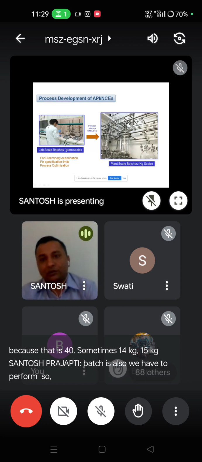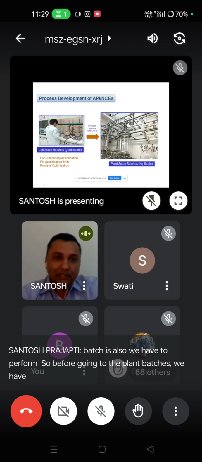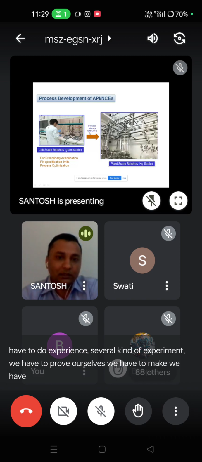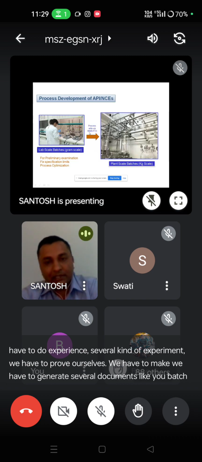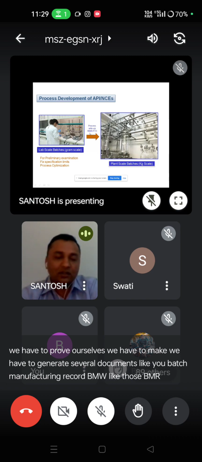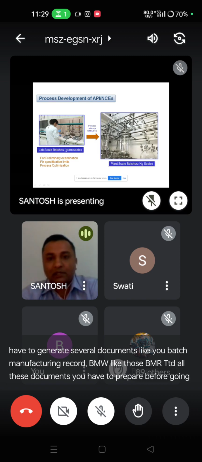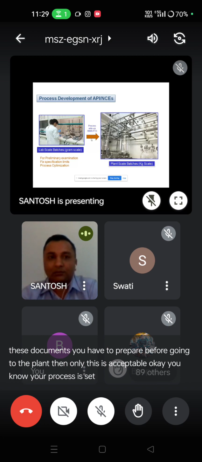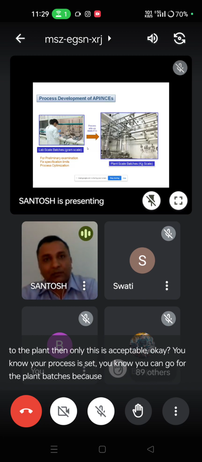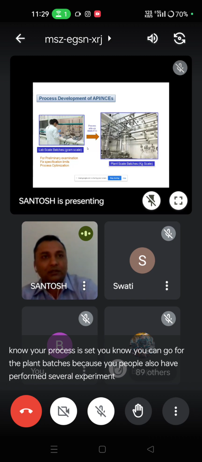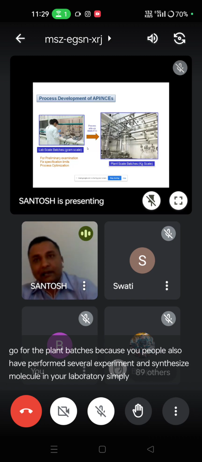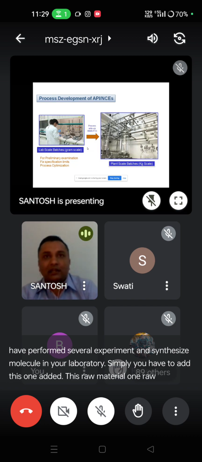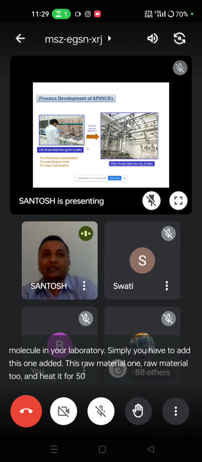So before going to the plant batches, we have to do several kinds of experiments. We have to prove ourselves. We have to generate several documents like the batch manufacturing record, BMR, TTD, all these documents, before going to the plant. Then only is it acceptable. Okay, your process is set. Now you can go for the plant batches. Because you people also have performed several experiments and synthesized molecules in your laboratory. Simply, you add raw material 1, raw material 2, and heat it at 50 degrees Celsius for 8 hours, then filter it.